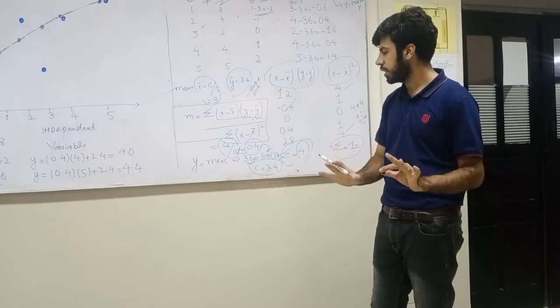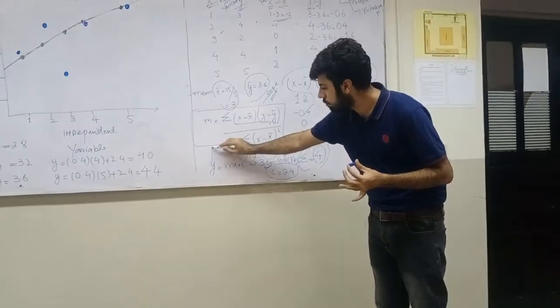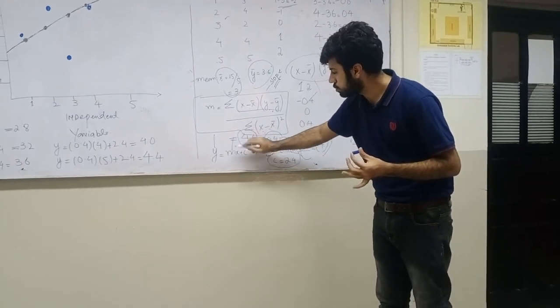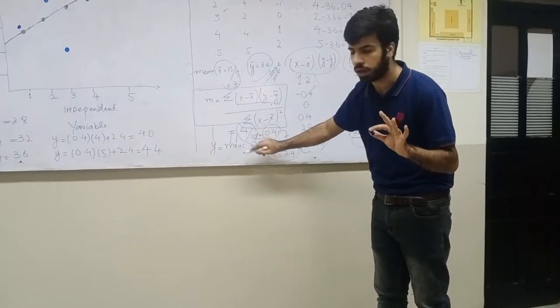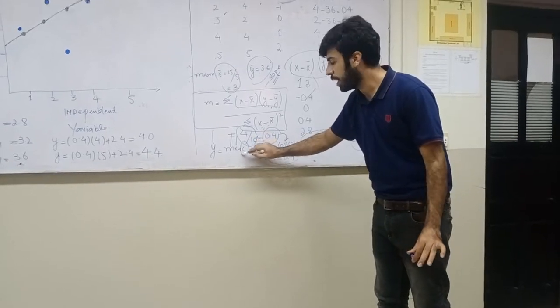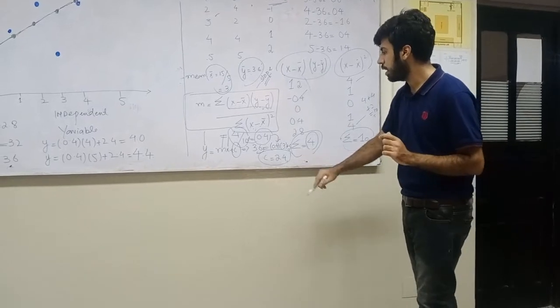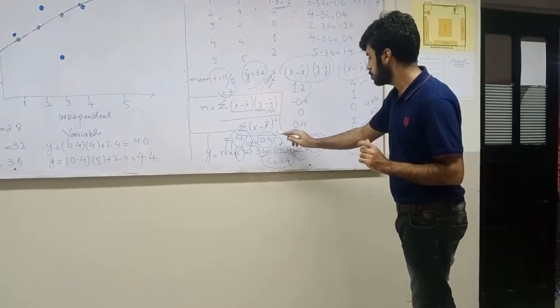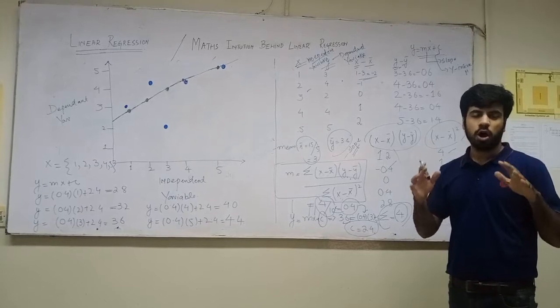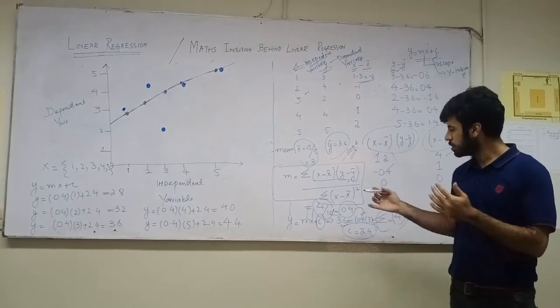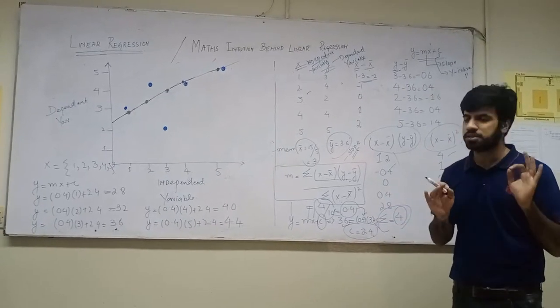I hope you have understood it. You just need to put the mean value of y here, the value of slope here, and the mean value of x over here, and so you can calculate the y-intercept c value. So I have got the c value as 2.4, and I have got the slope as 0.4. Let us see how we can create a best fit line using these values of slope and y-intercept.